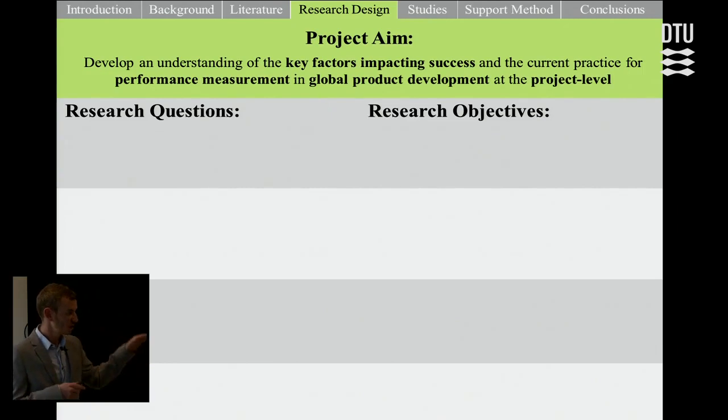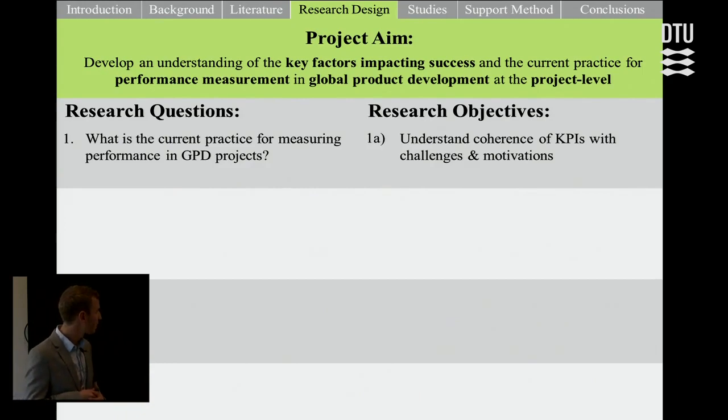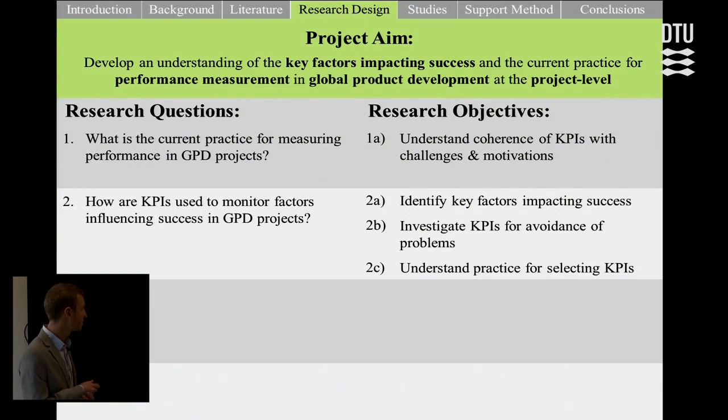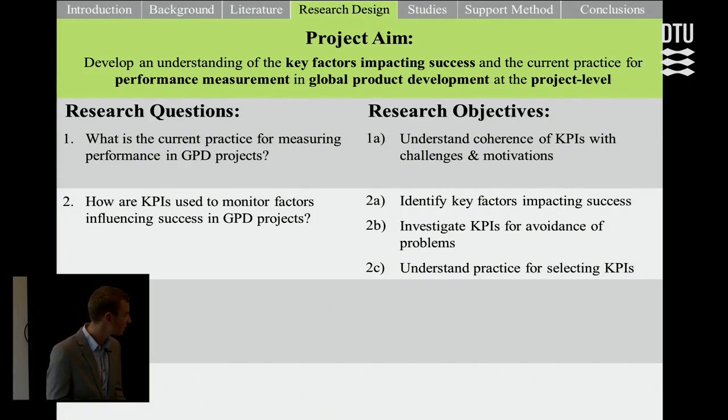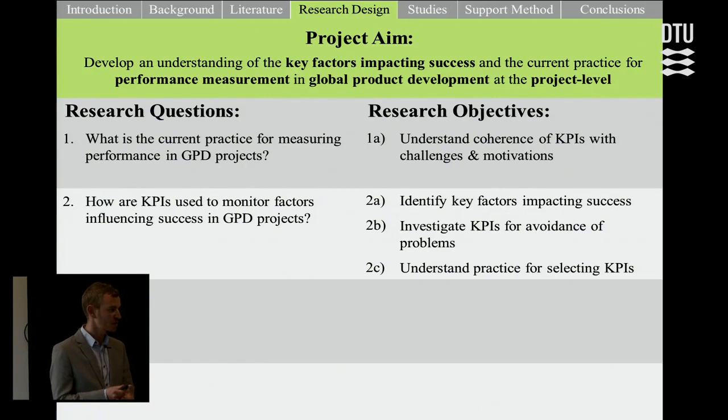And now I'll just run through the individual research questions and objectives that were developed as a result of the literature review. So first, we looked to understand what the current practice for measuring performance in GPD projects was. And to do this, we wanted to understand also the coherence of the current KPIs in GPD with current challenges and motivations in GPD. And then we wanted to understand how the KPIs were used to monitor factors influencing success in GPD projects.